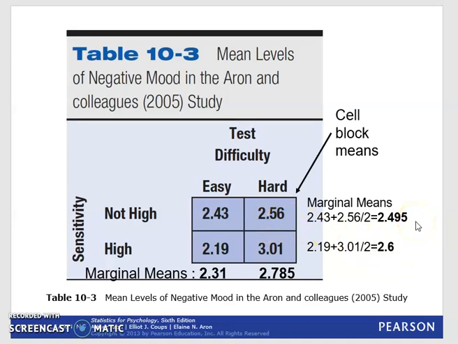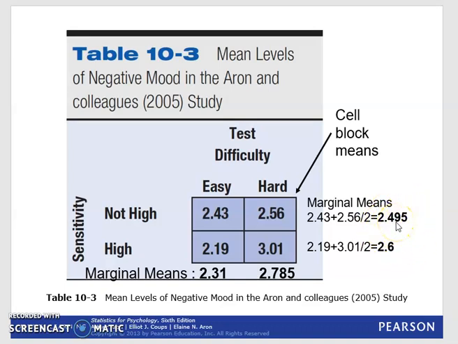I'm going to be looking at my marginal mean. So my marginal mean for not high was 2.495, which is getting it from averaging out my 2 groups. My marginal mean for high is, again, adding these 2 up divided by 2, and I get 2.6. If I'm looking at, is there a main effect for sensitivity, I'm comparing these 2 numbers.